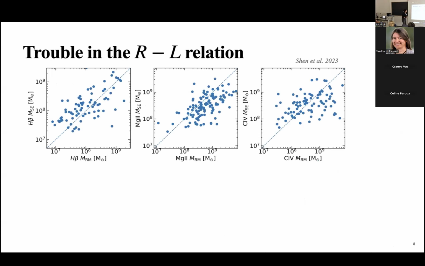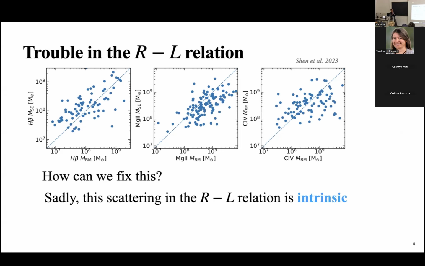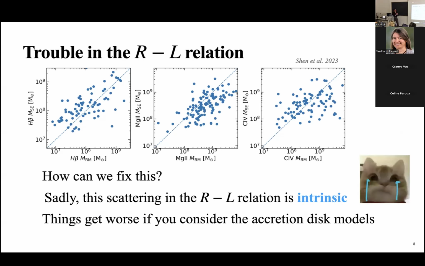Here I'm showing the comparison between the RM measured mass on the x-axis and the single epoch mass on the y-axis. You can see the scatter is around 1 dex. That could cause a lot of trouble for higher redshift supermassive black hole mass estimation. People think maybe we can find some ways to correct that and fix it. There are people using the iron II to H beta flux ratio to try to tighten this correlation, but sadly it cannot solve that. I would say that this kind of scatter is intrinsic, and there's no better way to actually resolve this issue.